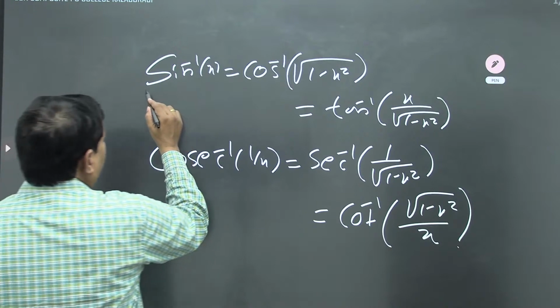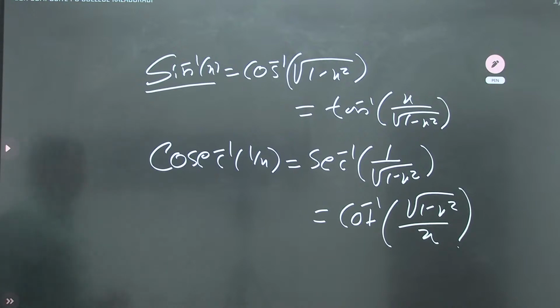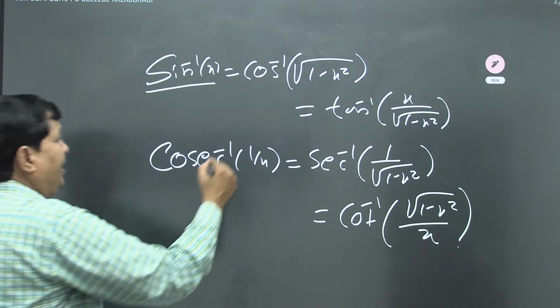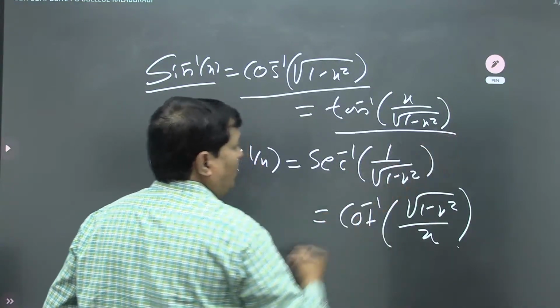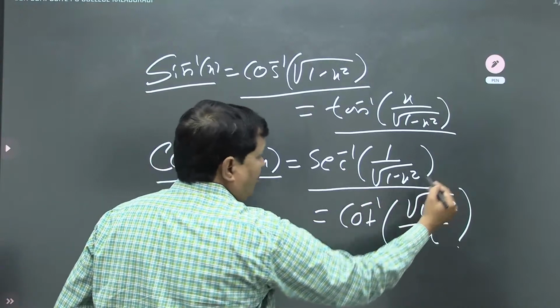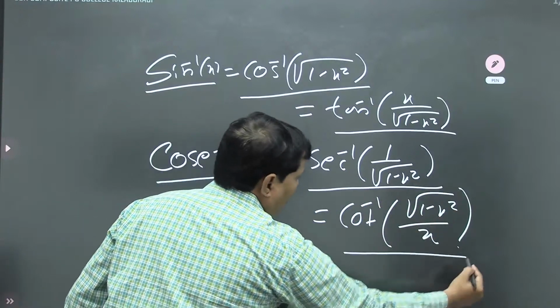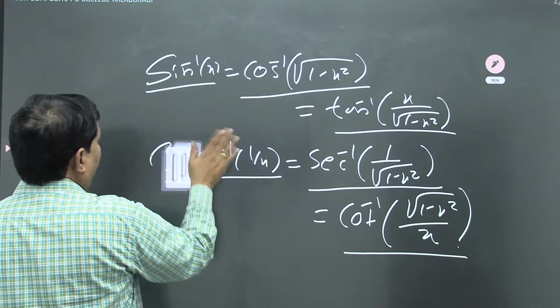Therefore, sin inverse of x, one of the inverse trigonometric functions, you have to express into the remaining 5, means you can write it as cos inverse of root of 1 minus x square, tan inverse of x by root of 1 minus x square, or cosec inverse of 1 by x, sec inverse of 1 by root of 1 minus x square, or cot inverse of root of 1 minus x square by x. In this way, you have to express one inverse trigonometric function into the remaining 5 inverse trigonometric functions. Suppose I will take one of the examples.